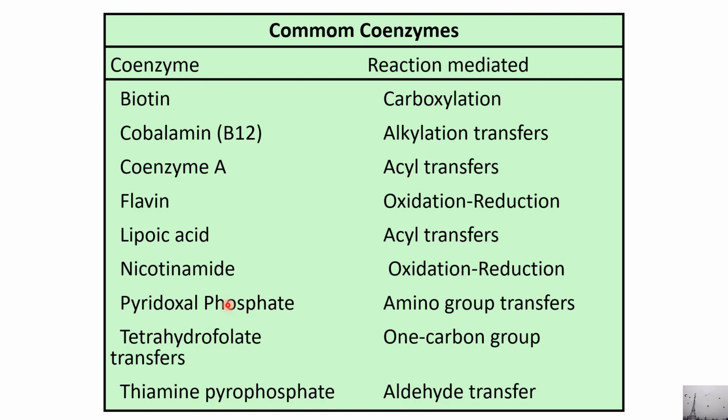There are common coenzymes: biotin is a coenzyme for carboxylation reactions. Cobalamin, or B12, is a coenzyme for alkyl group transfer reactions. Coenzyme A is for acyl transfers, flavin is for oxidation-reduction reactions, lipoic acid is for acyl transfers, nicotinamide is for oxidation-reduction, pyridoxal phosphate is for amino group transfers, tetrahydrofolate is for one-carbon group transfers, and thiamine pyrophosphate is for aldehyde transfer.